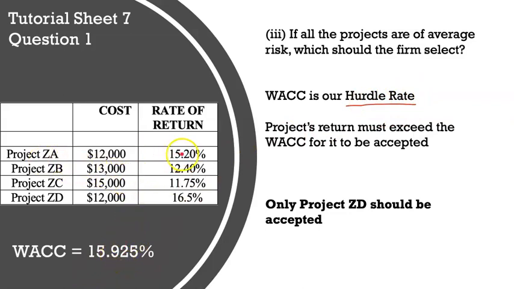Project ZA, 15.2. No, it doesn't make it. So, no to project ZA. Project ZB, 12.4. Not climbing over the hurdle rate. Project ZC, 11.75. No, not meeting the hurdle rate. Project ZD, 16.5. Yeah, this one exceeds our hurdle rate. So we go ahead with Project ZD, since 16.5 is above our WACC of 15.925%. So only Project ZD should be accepted.